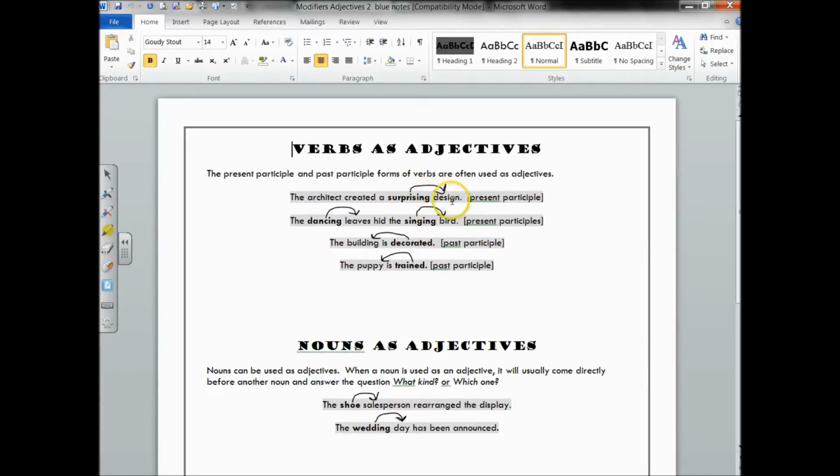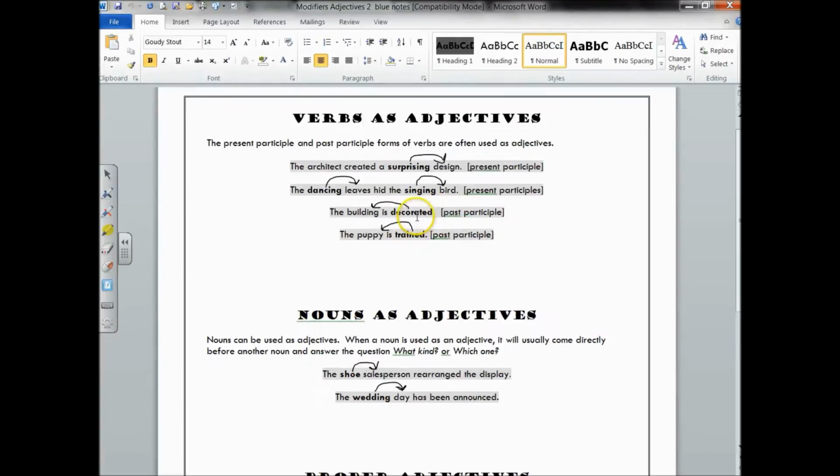It's a surprising design. The dancing leaves hid the singing bird. Again, we have present participles of dance and sing. Dancing, though, is an adjective describing leaves, and singing is an adjective describing bird. The past participle, the building is decorated. Here, decorated looks like it maybe is a verb. To decorate is certainly a verb. Decorated is the past participle. However, is is a linking verb here, and decorated is an adjective describing building.